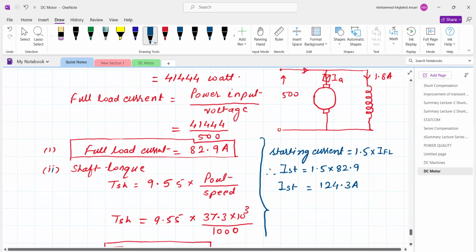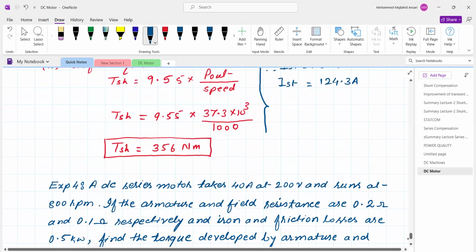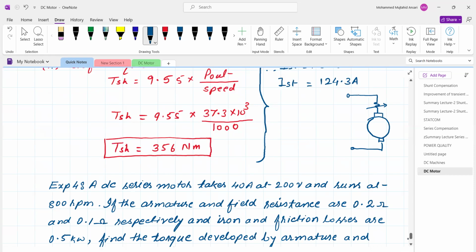Now to limit that starting current, we have to put some resistance in series with the armature. So if you are putting the resistance in series with the armature, this is the armature circuit, having some starting resistance, which is a variable one for the motor. Only the armature circuit is there. So the starting current should not be more than 124. This is the supply voltage.